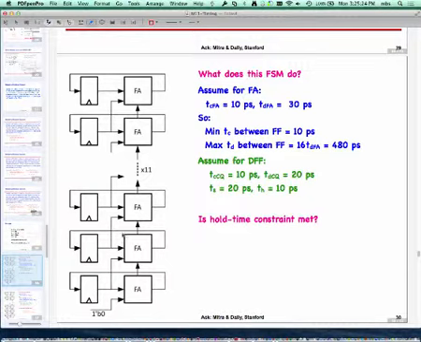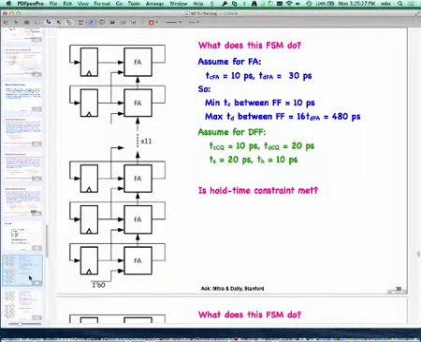Let's look at this example. So I am given this state machine. So firstly, what does the state machine do? Anyone? Yeah, count up by 1, right? I have a bunch of full adders and I'm adding a 1 out here. So it's a counter.